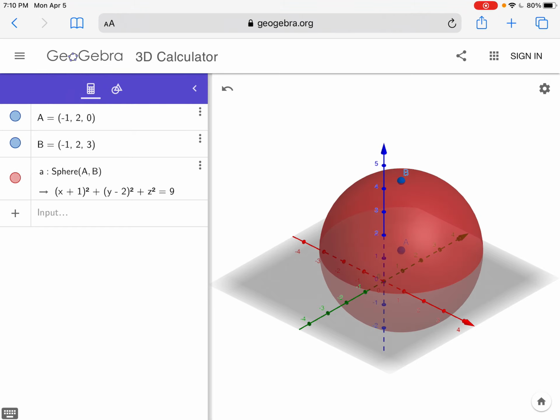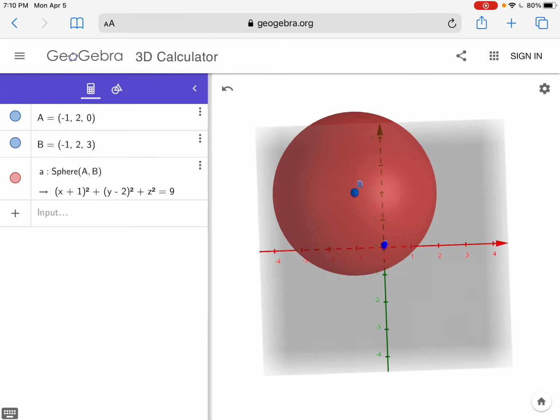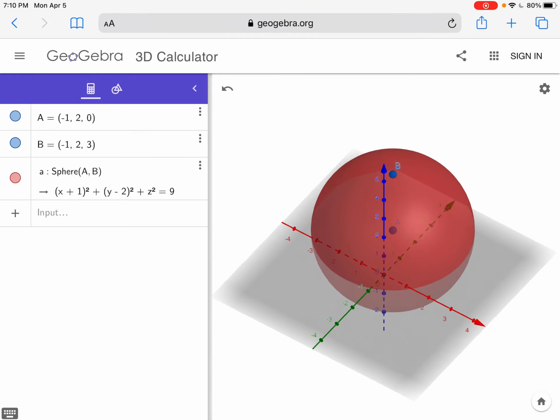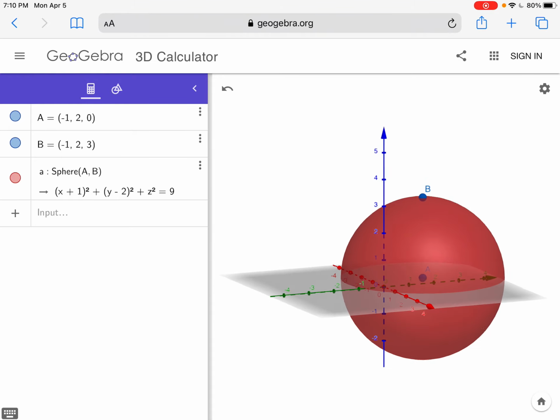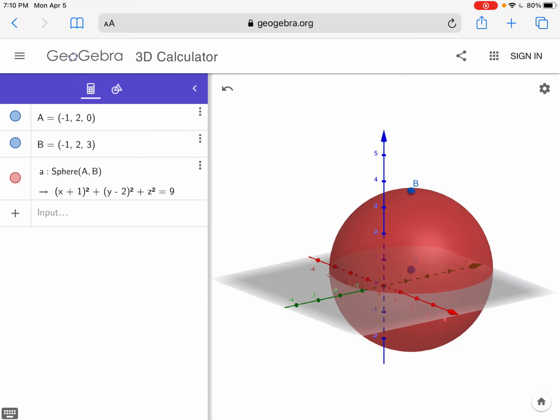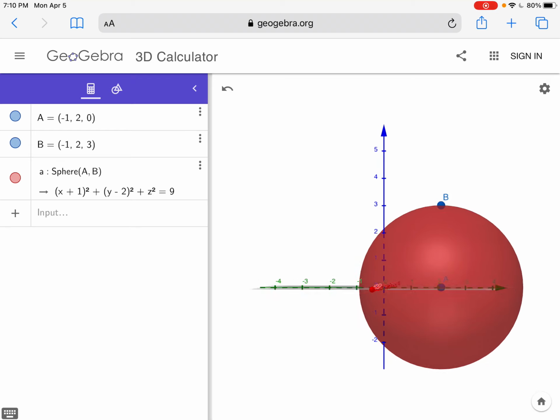So you can pan around here and just to double check things. If I pan around a little bit here, the x-axis here is red and the y-axis is green. Our point A, you can see there toward the center of the screen, has x-coordinate -1, y-coordinate 2, and then the z-axis is blue. So you can see that A's z component is 0, so it's on the xy plane. And then the radius is 3, so you can see that B is at a distance 3 above the plane.